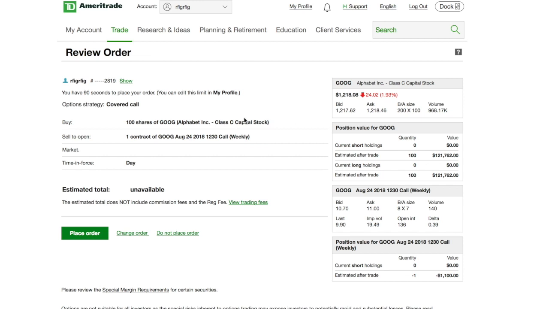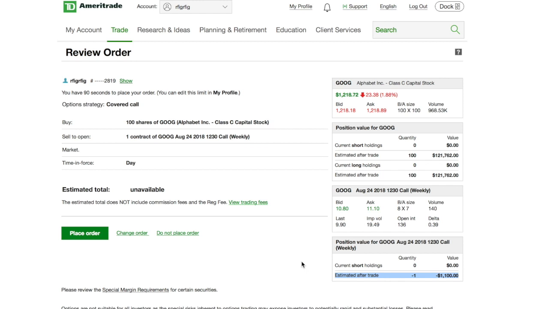And what I mean by walking through your order is saying you're going to buy 100 shares of Google, right? And you're going to sell one contract. So over here, when you look at the position value of Google, 100 shares of Google costs you $12,100. That's what you're going to have to put out, right? But you're going to take in, right here, your estimate after trade, you're going to take in $1,100 because you sold a call. Once you sell the call, you're going to take that money, right?